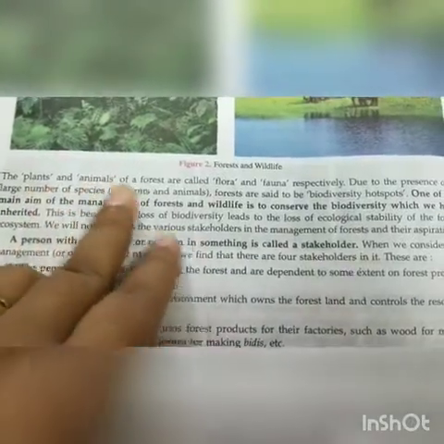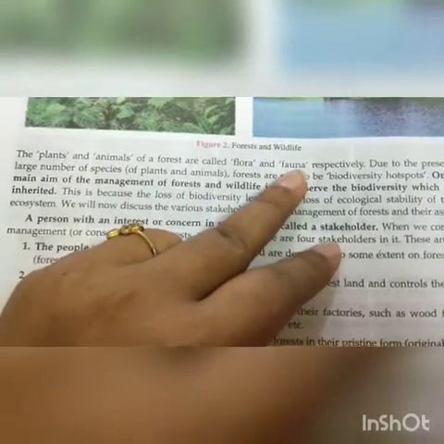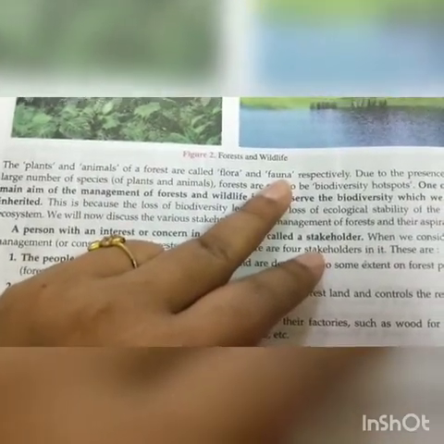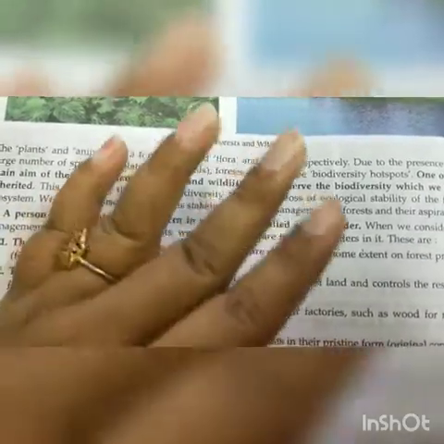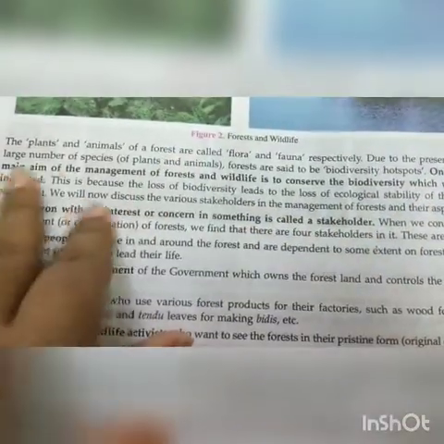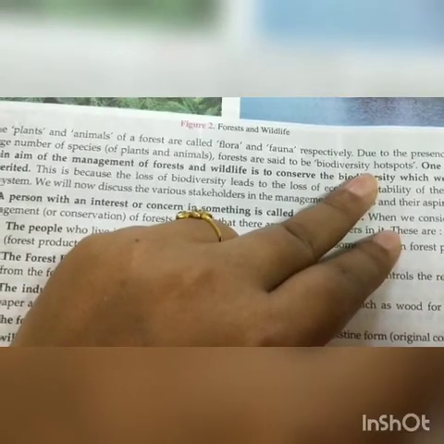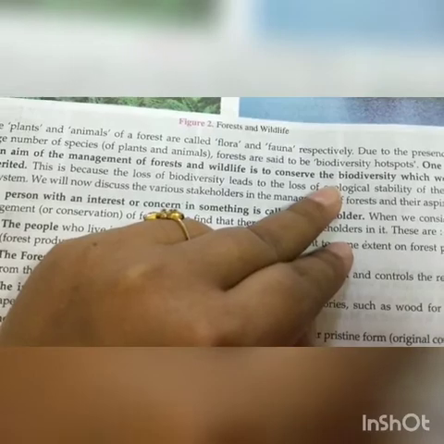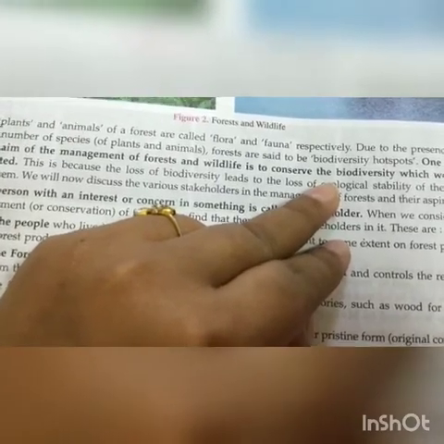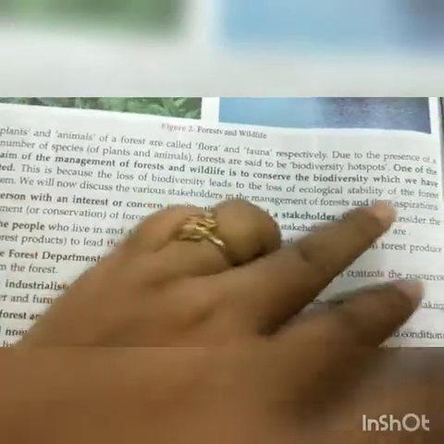The plants and animals of a forest are called flora and fauna respectively. So maybe all of you know about that. The plants and animals which are present in that particular place are called the flora and fauna of that place. Due to the presence of a large number of species, forests are said to be a biodiversity hotspot. So, due to the presence of large numbers of different types of plants and animals, forests are said to be a biodiversity hotspot.